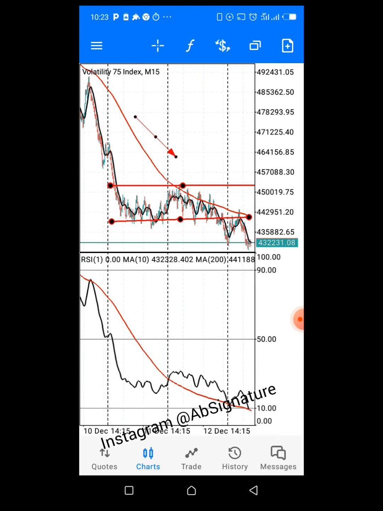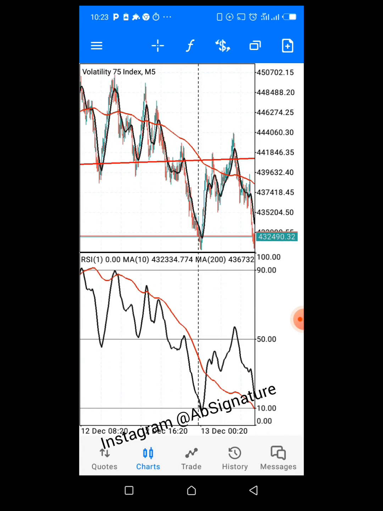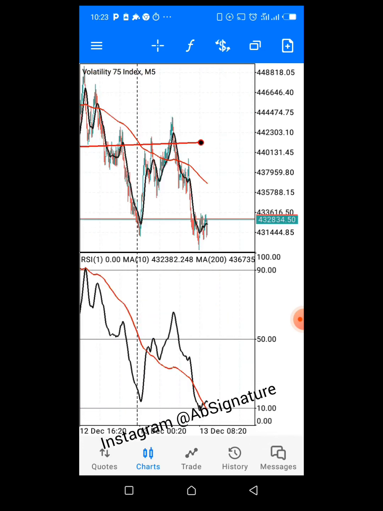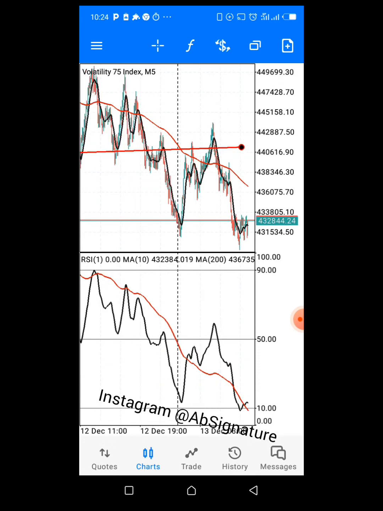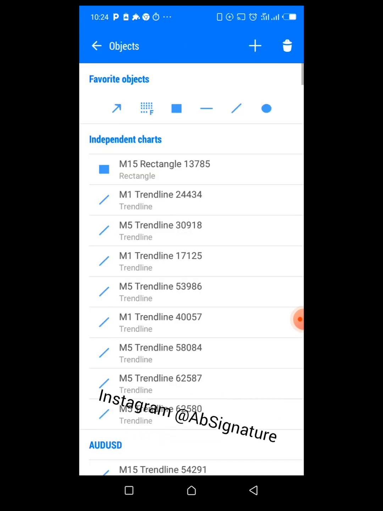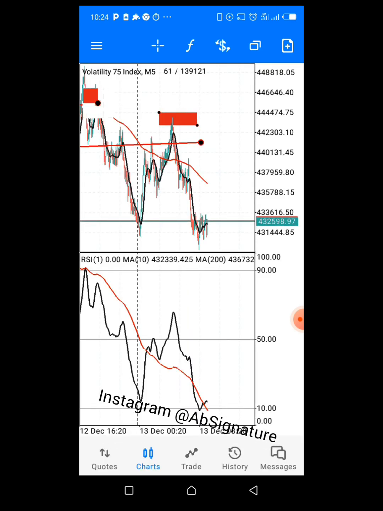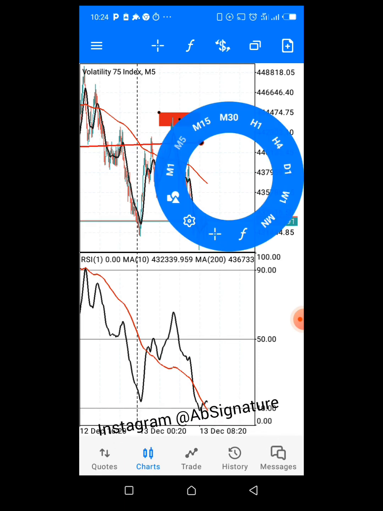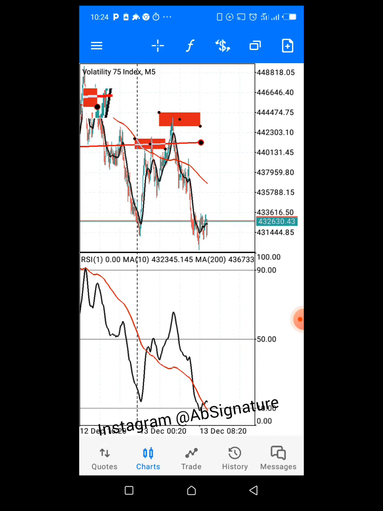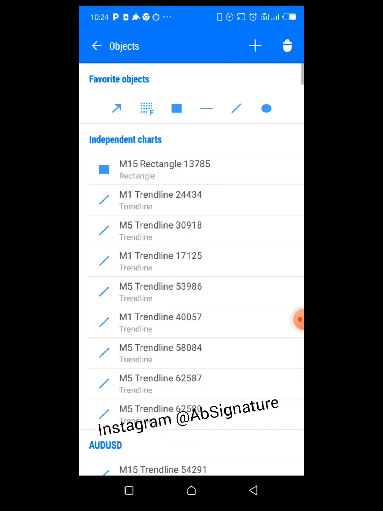So now, how do we take the trade? You move to your 5-minute time frame. You can clearly see that this market broke out from this channel on the 5-minute time frame. It broke out and it formed price action. What I mean by price action is the market made a head and shoulders. This is what I mean. This is the head, and this is the shoulder, 1, 2, and this is the neck.